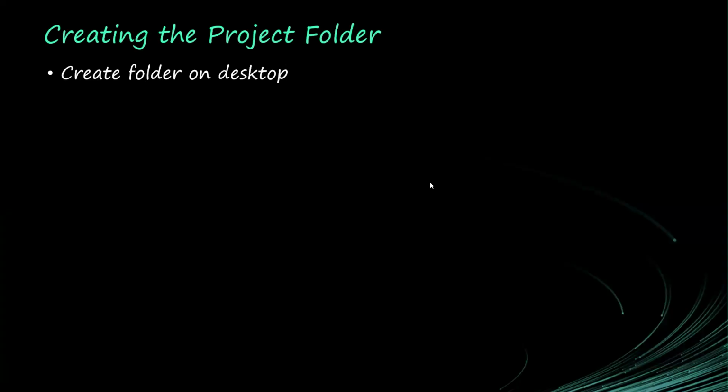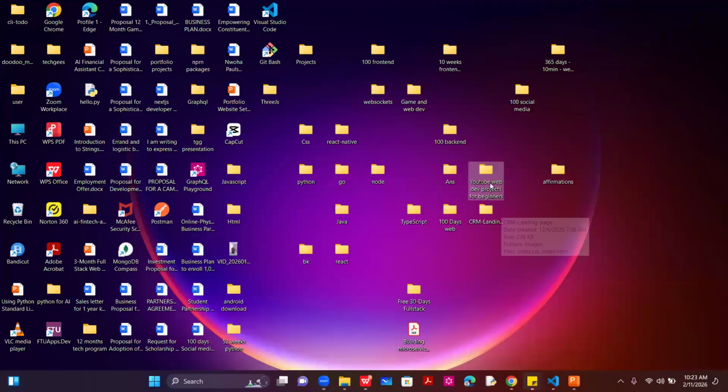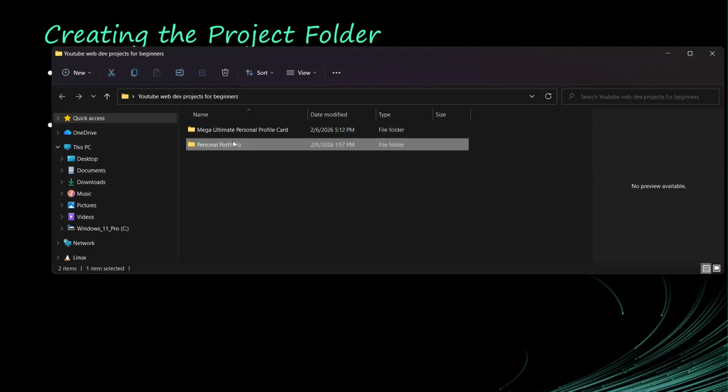The next thing we need to do is to create our folder. So go to your desktop, create a folder, and name it modern portfolio. I'm not going to tell you where to create this folder. Find a way to create the folder, it's up to you. But for me, I already have a folder where all the YouTube web dev projects for beginners are. So I'll open it, and this is the main work that I did. I'm going to create a new one for this tutorial.